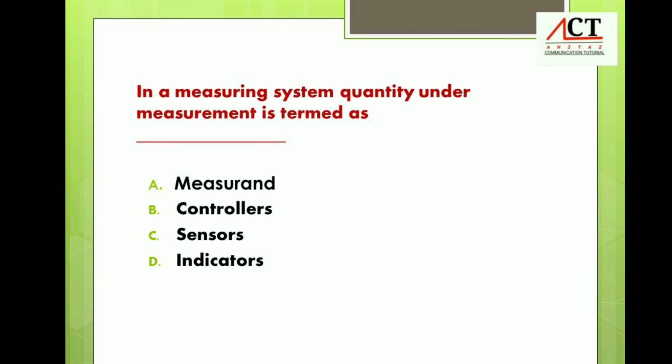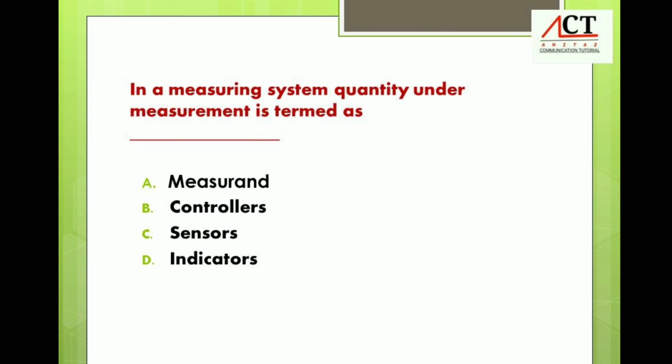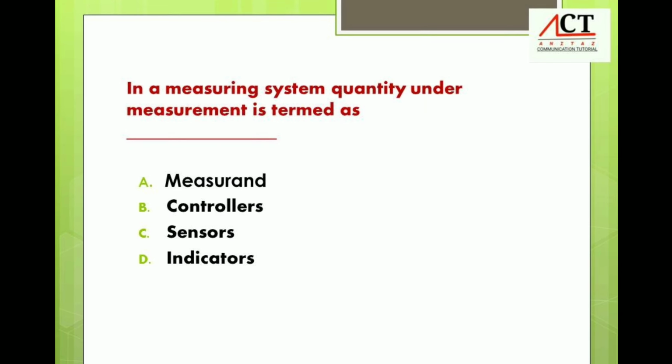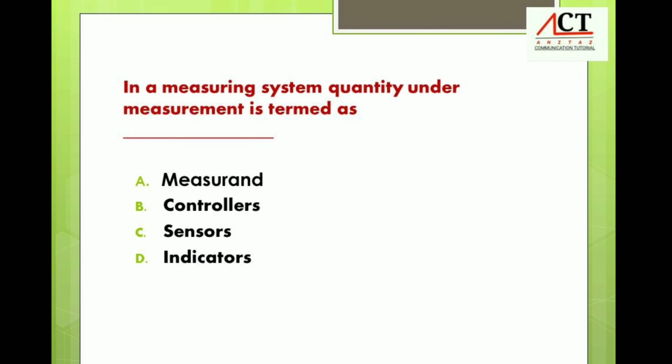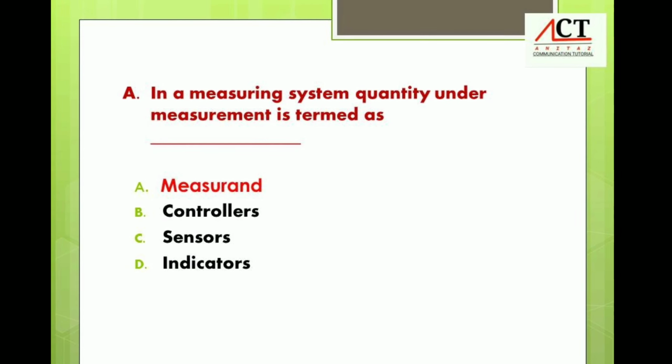Next question is, in a measuring system, the quantity under measurement is termed as A, measurand, B, controllers, C, sensors, and D, indicators. And the correct answer is option A, that is measurand.